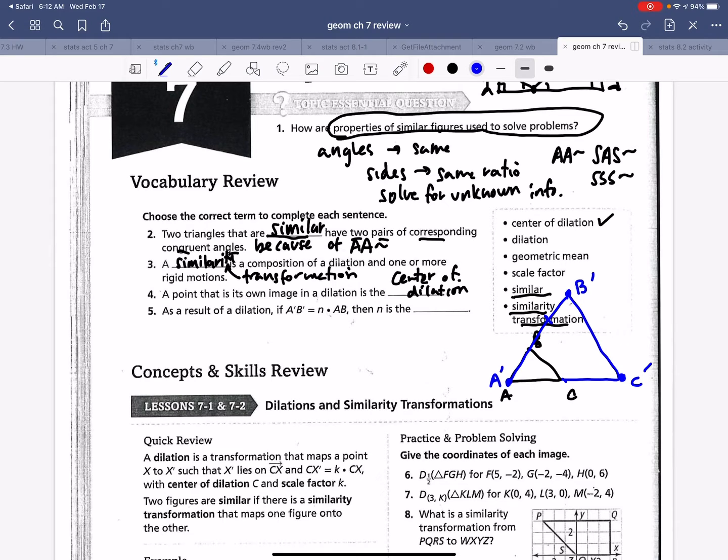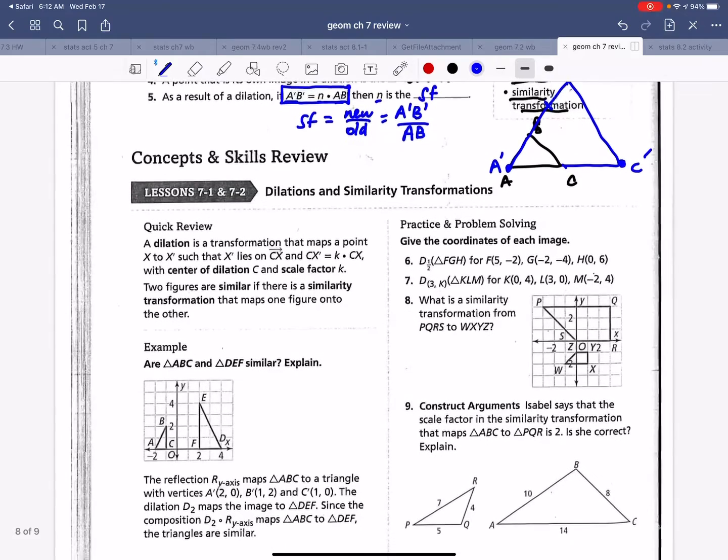As a result of a dilation, A prime B prime is equal to N times AB, then N is called our scale factor. So we usually say our scale factor is new over old. So you can see algebraically, new would be A prime B prime, and old would be AB. And that's the same equation, just if I decided to divide AB on both sides. Nice. So now we have our definitions.